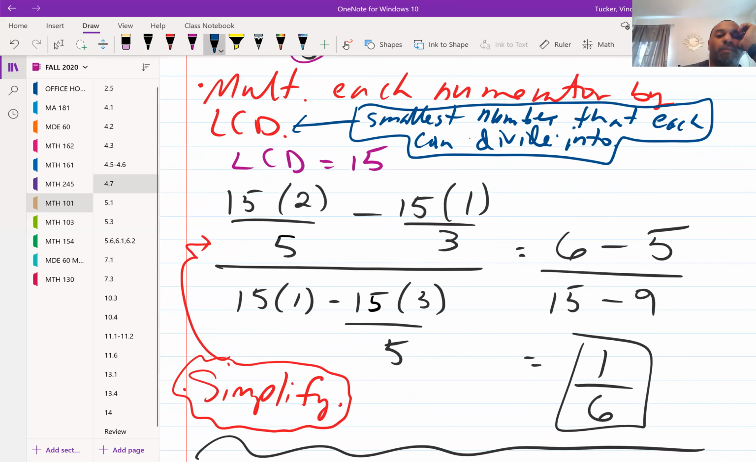So 5 will divide into 15 and leave you with 3. 3 will divide into 15, leave you with 5. 5 will divide into 15, leave you with 3. So that'll be 3 times 2, which is 6. 5 times 1 is 5. 15 times 1 is 15. 3 times 3 is 9. 6 minus 5 is 1. 15 minus 9 is 6 for your final answer.